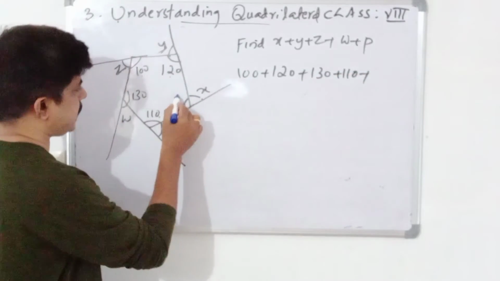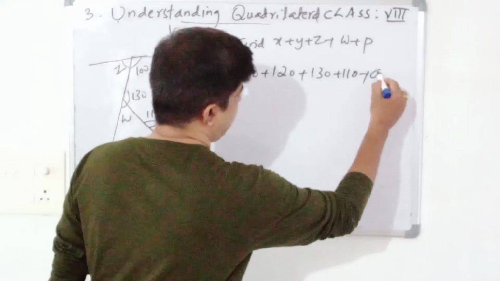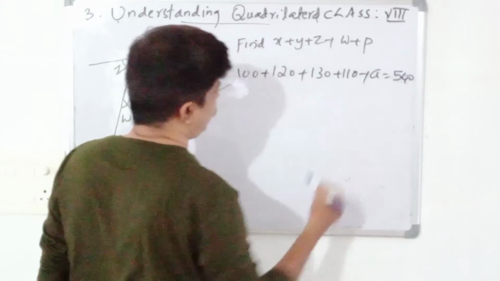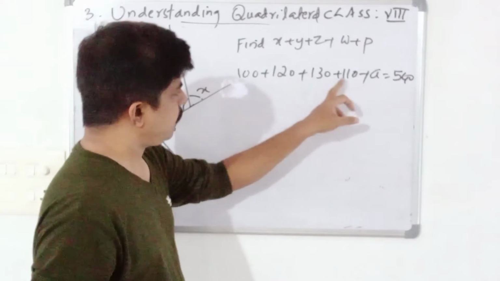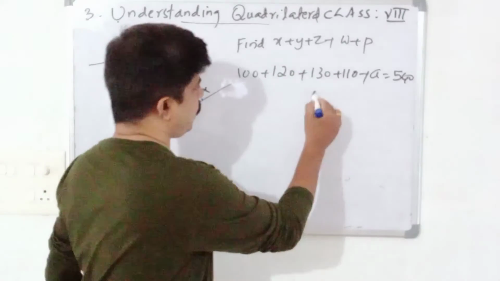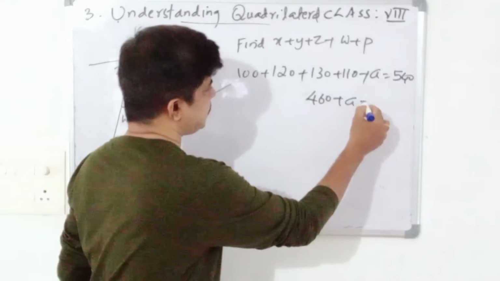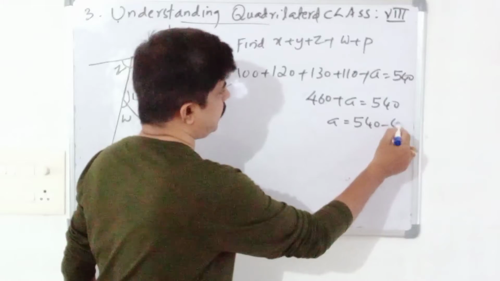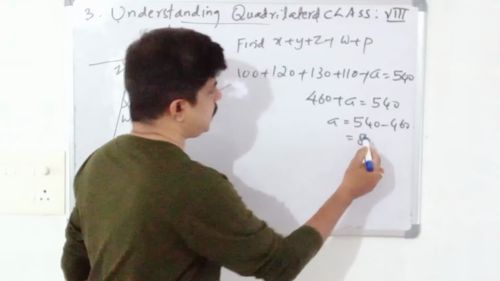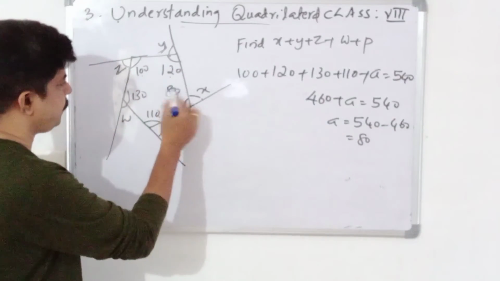Well, let us denote this angle by A. This will be denoted by A. Total we have 540. Now let us see the sum of these 4 angles. 100, 200, 300, 400, 440, 460. 460 plus A is equal to 540. Therefore, A is equal to 540 minus 460.